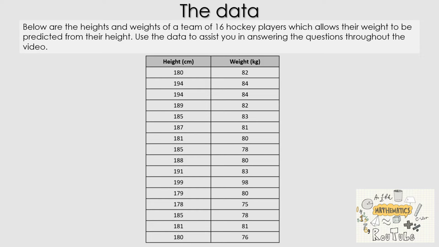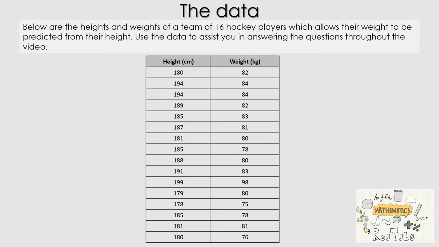Okay, so this is the data in which we are going to conduct our full regression analysis. So we can just have a read here. So below are the heights and weights of a team of 16 hockey players, which allows their weight to be predicted from their height. So that's really important, the way in which the statement is worded. So it allows their weight to be predicted from their height, which therefore makes our weight our RV, our response variable, and our height, or the player's height, the explanatory variable going on our x-axis.